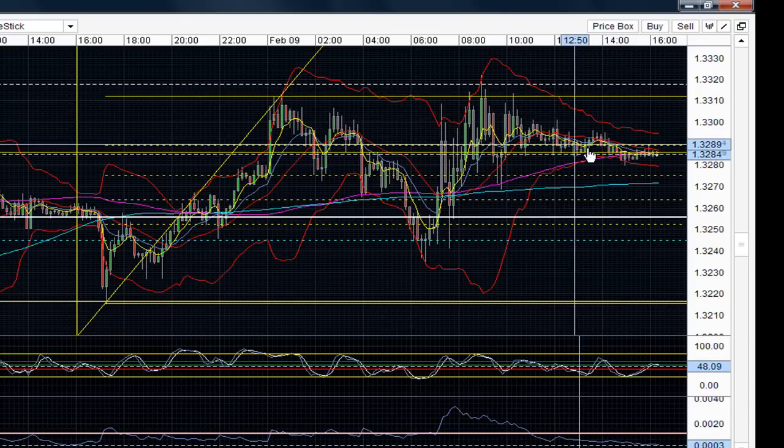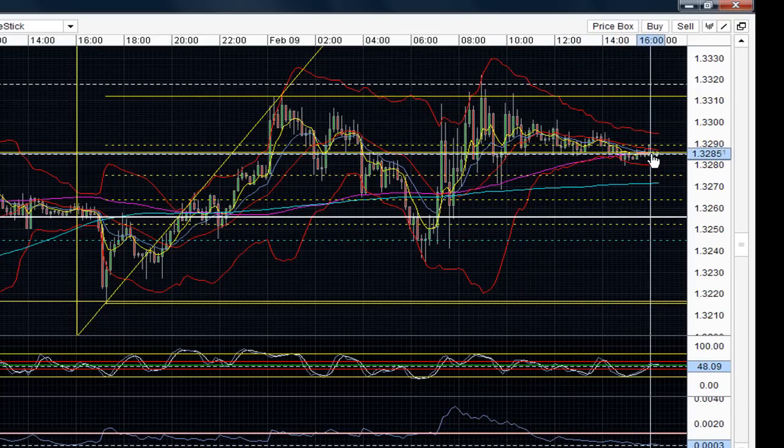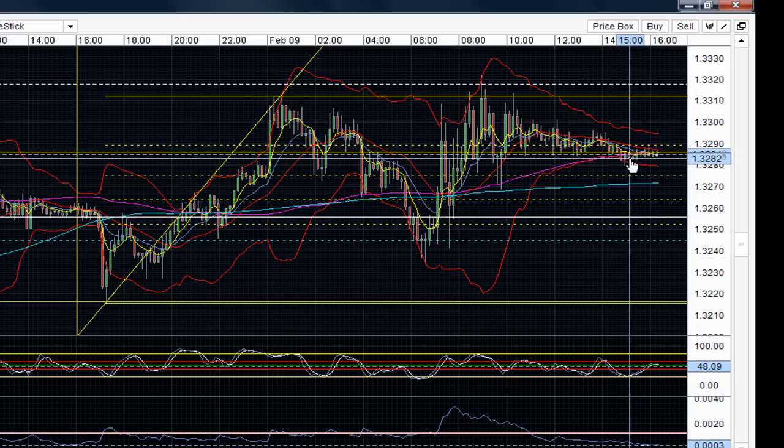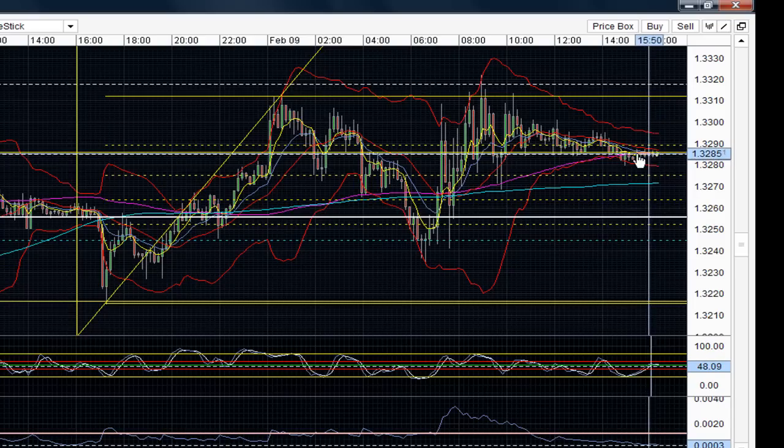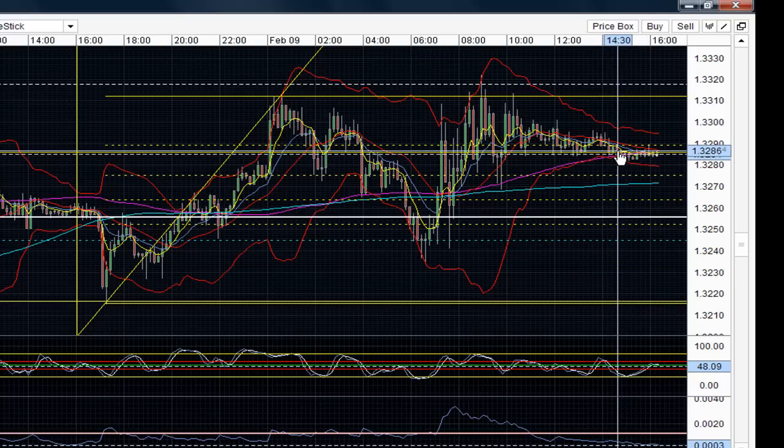And right now, you can see that the pair is consolidating, waiting to see what will happen around the Asian open. It's consolidating around this 32.86 zone, which we spoke about earlier. But that's it for the technical analysis review for today.